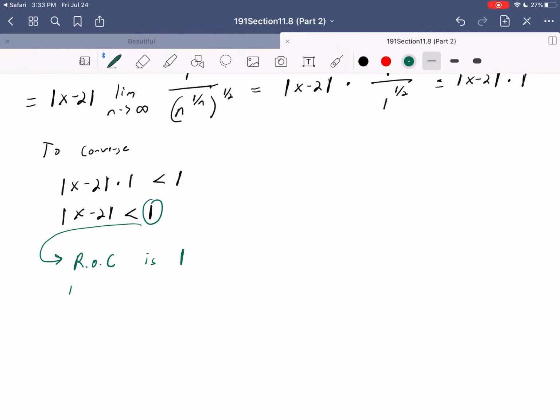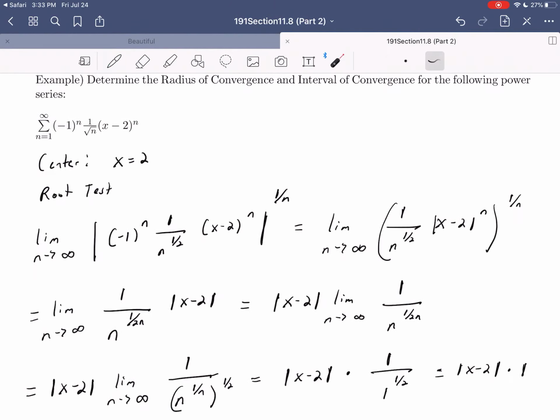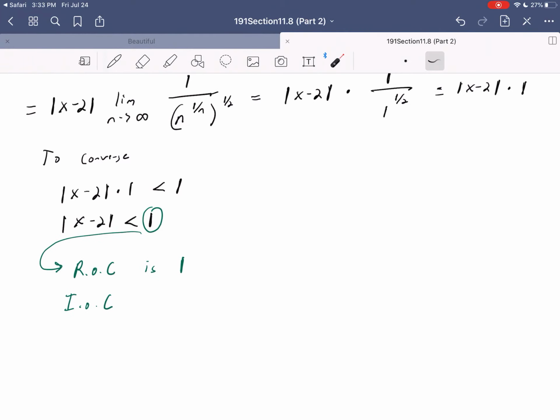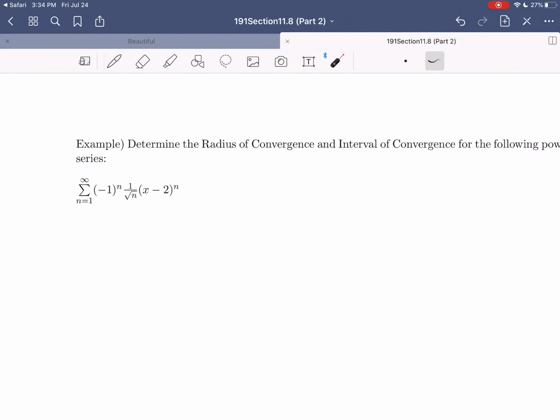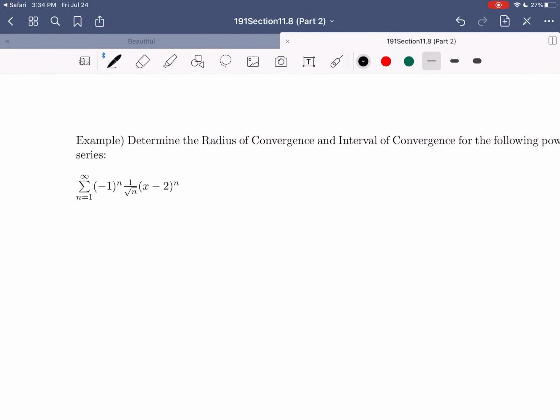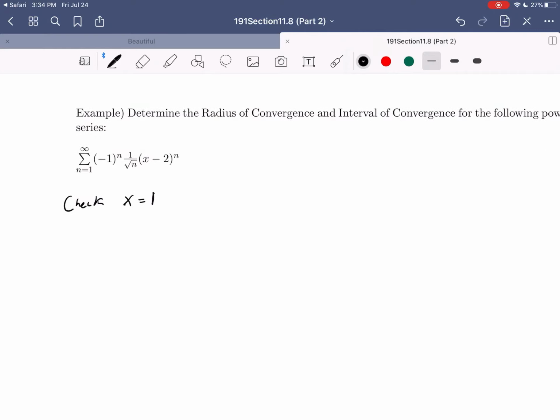What does the interval of convergence look like? Well, we know that we're centered at 2 and we can go 1 unit. So our interval of convergence is 1 to 3, and we'll have to check these endpoints. So let's go ahead and check those on the next page. Let's check the endpoints. We'll check x equals 1 to start off with.